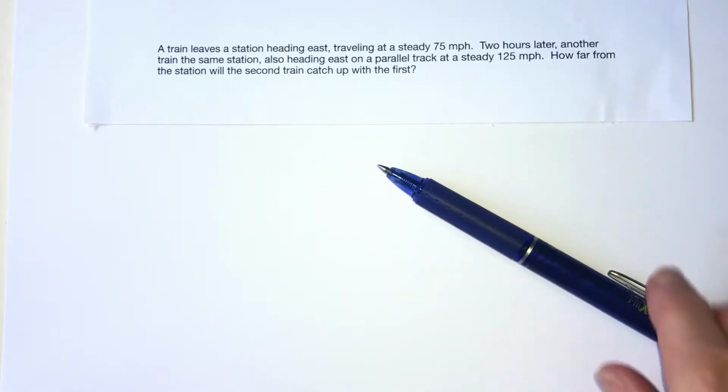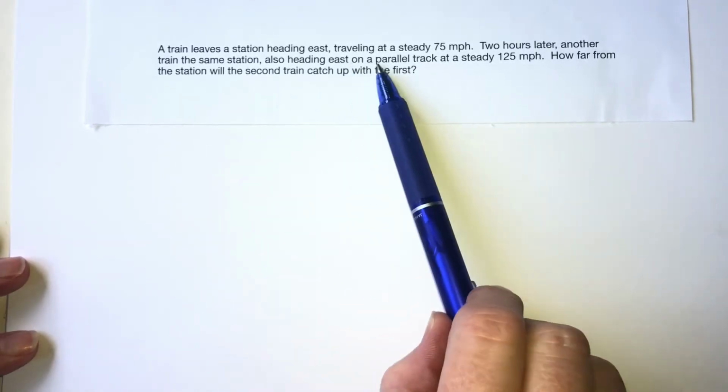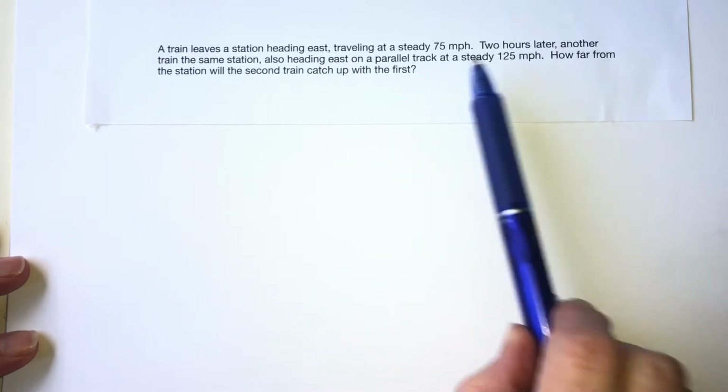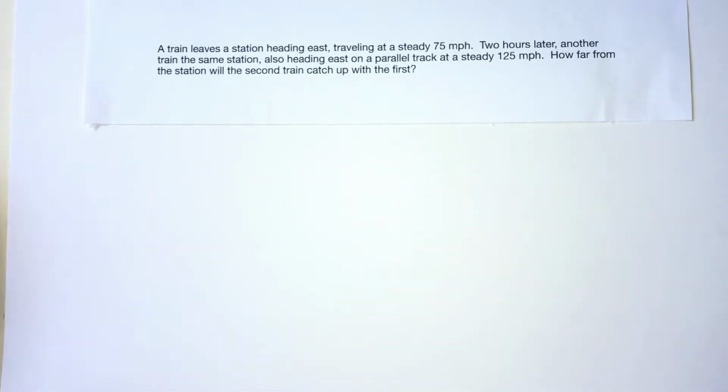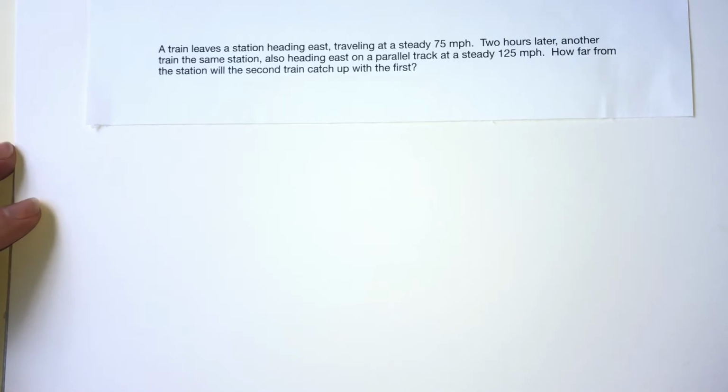And here's an example. A train leaves the station heading east, traveling at a steady 75 miles per hour. 2 hours later, another train leaves the same station, also heading east on a parallel track at a steady 125 miles per hour. How far from the station will the second train catch up with the first?